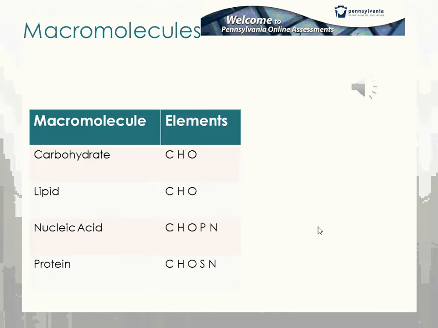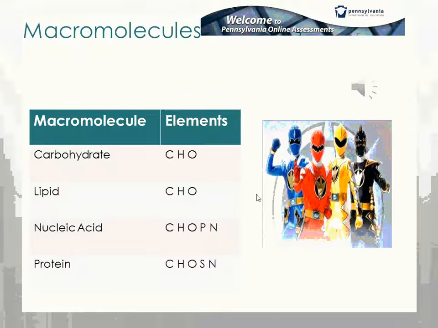We have 4 different macromolecules. We're going to cover carbs, lipids, nucleic acids, and proteins. They all have slightly different elements in them, but you'll notice they all share carbon and hydrogen because that's what makes them an organic compound. The way I remember the elements is by thinking of the Power Rangers.